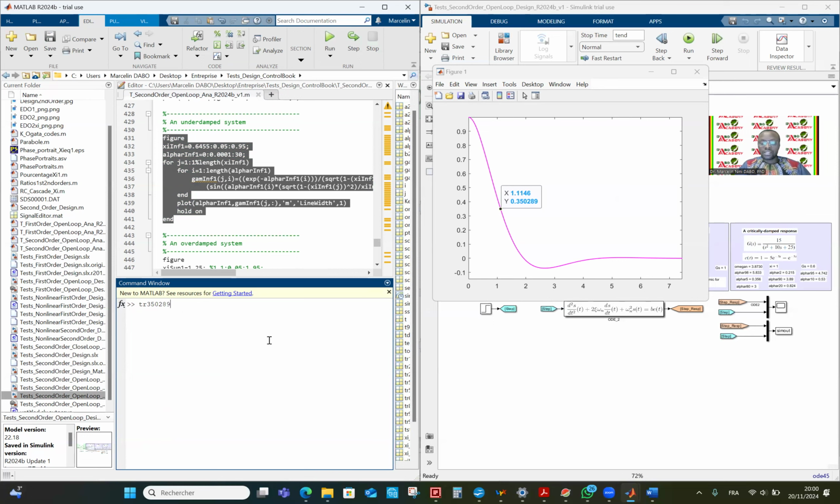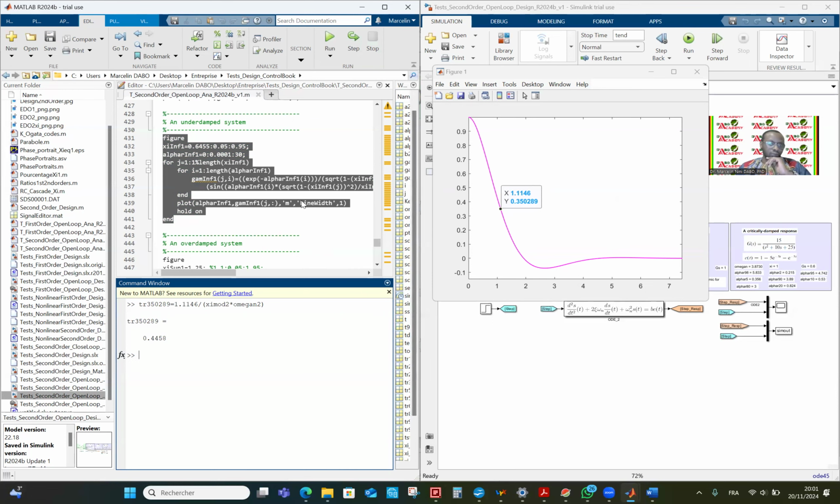Okay, and then it is equal to, never forget, it is always alpha divided by Xi times omega n. So the alpha is here, 1.1146. 1.1146 divided by Xi times omega n. And then we celebrate, this is the time response at this percentage.